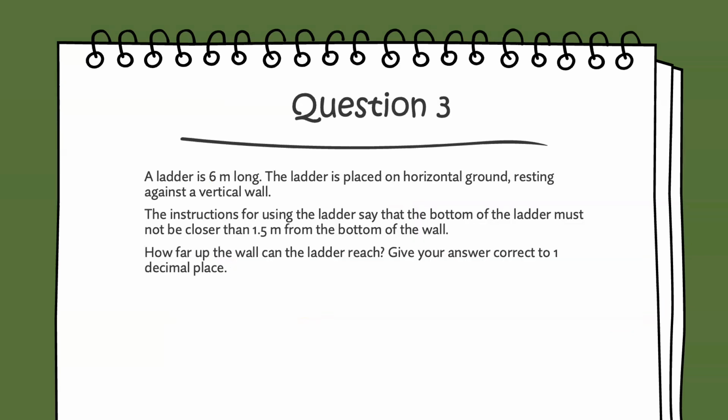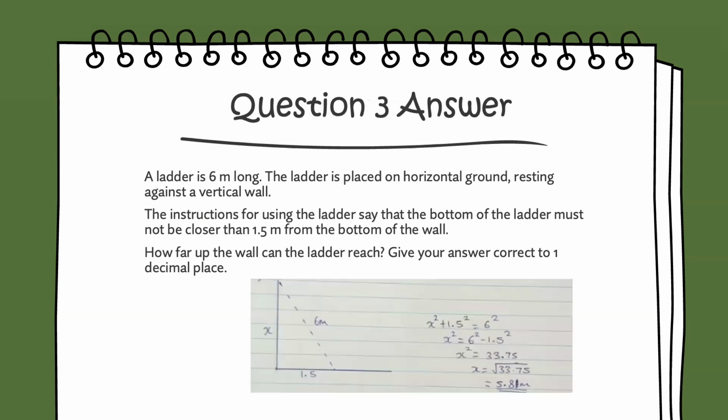Now we've got a simple word problem. We've got a ladder that's 6 meters long. It's placed on horizontal ground, resting against a vertical wall. And the instructions for using the ladder say that the bottom of the ladder must not be closer than 1.5 meters from the bottom of the wall. I guess that's a safety thing. Now it's asking how far up the wall can the ladder reach? And we have to answer in one decimal place.